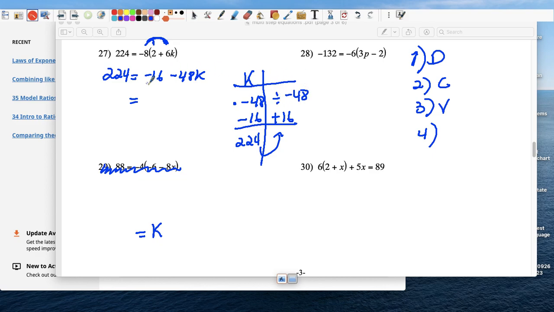So let's do that. So step 1, line in the middle. Let's do plus 16. Plus 16 on that side. The 16s will go away, right, because that becomes 0. 224 plus 16 is going to be 240 equals negative 48k. That equal sign should be a little bit lower.